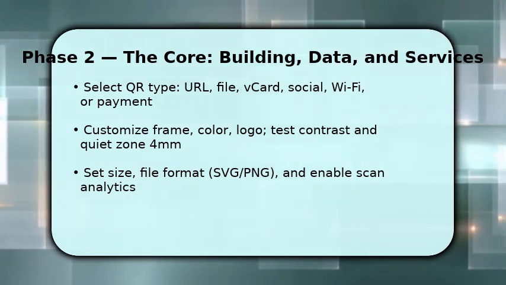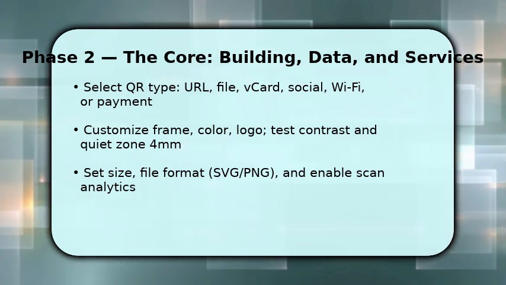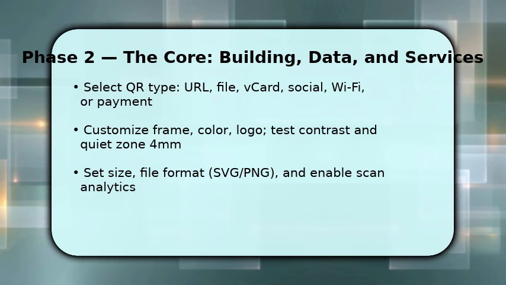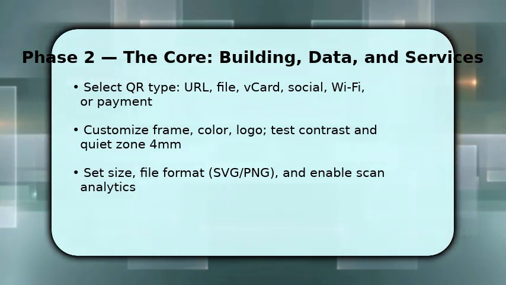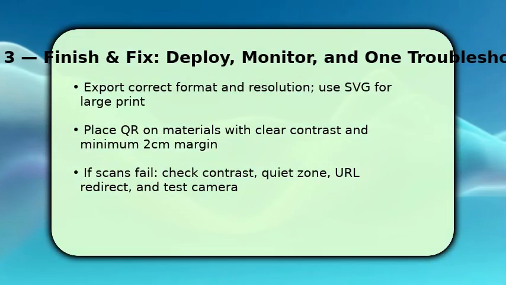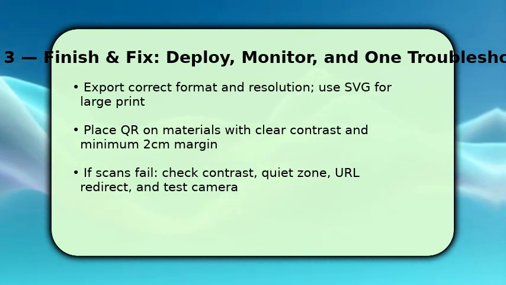Next, enable or confirm scan analytics and redirect settings so you can measure performance, because knowing who scanned is how you improve. Then export the finalized QR in the chosen format and deploy it to your asset: print, poster, or social. Make sure placement preserves contrast, avoids folds, and includes at least a 2 cm margin for scanning.